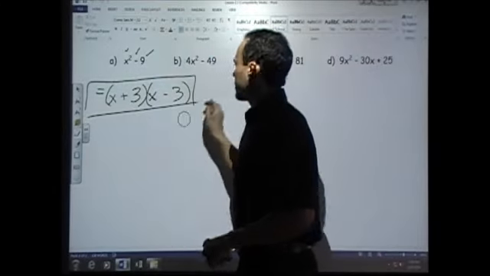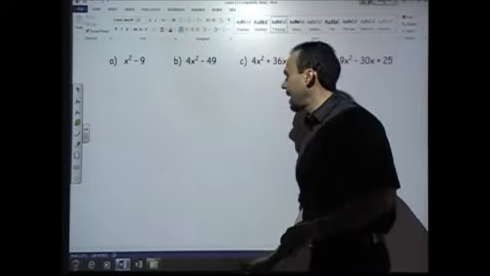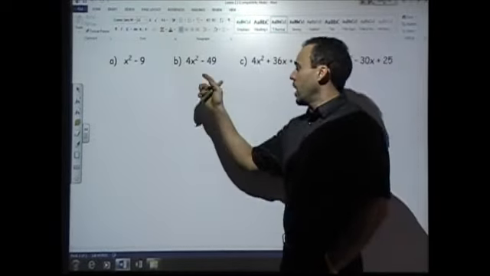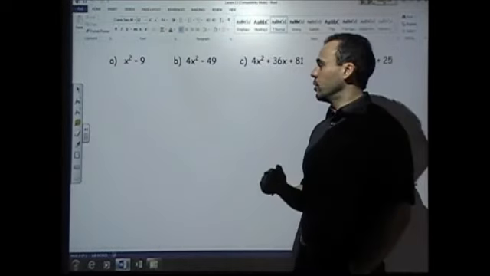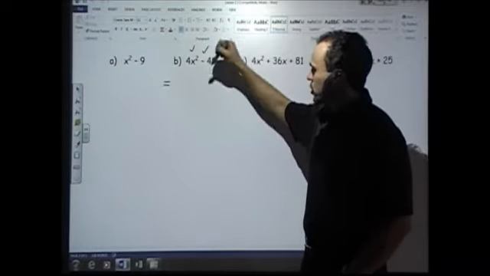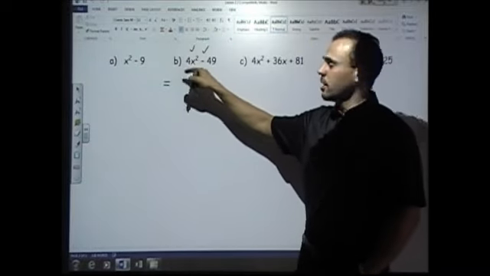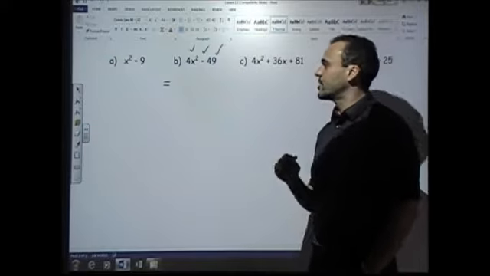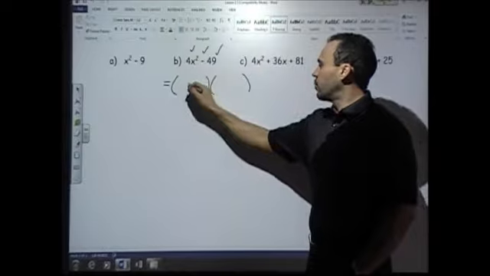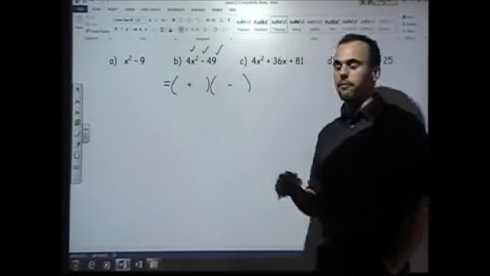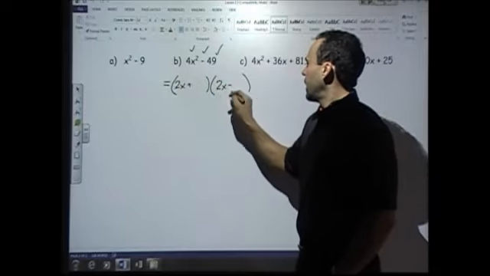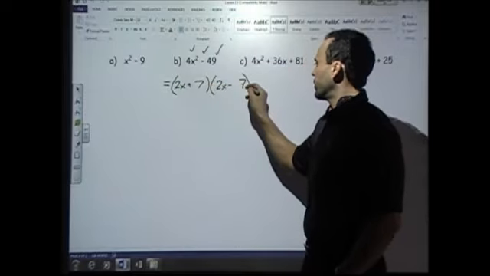And then question B is the same premise. If you take a look at the two binomials, there's no common factor between them. However, it's a difference, and this is a perfect square because the square root of this is just 2x, and this is a perfect square, square root of that is just 7. So that means this came from two brackets that look identical, except one has a plus, one has a minus, sum and difference. Square root of that is just 2x, so that's what goes here and here, and square root of that is just 7, so that's what goes here and here.